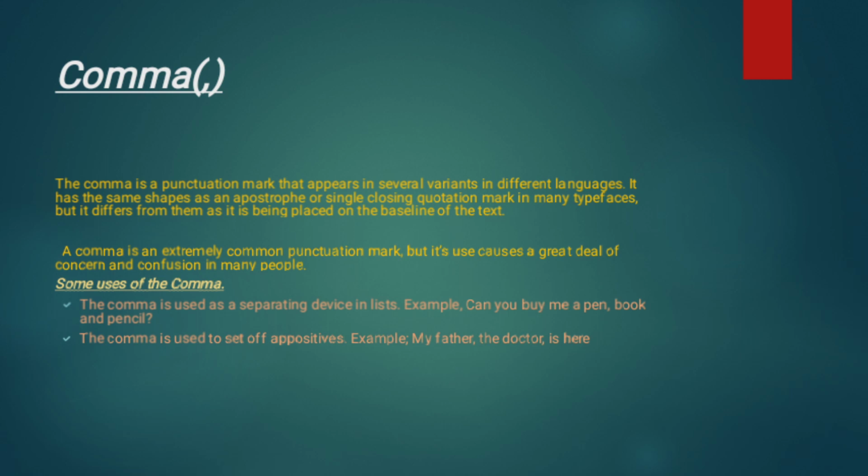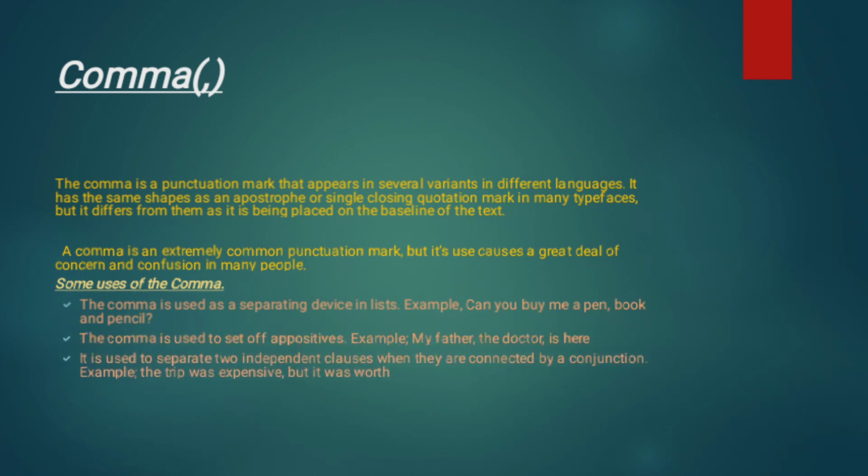We also use comma to set off appositives. When you say appositives, it is a noun that describes another noun, or a noun phrase that describes another noun. So, my father, the doctor, is here. You see that my father is a noun or a noun phrase, the doctor, and then is here, and they are being separated by the comma.